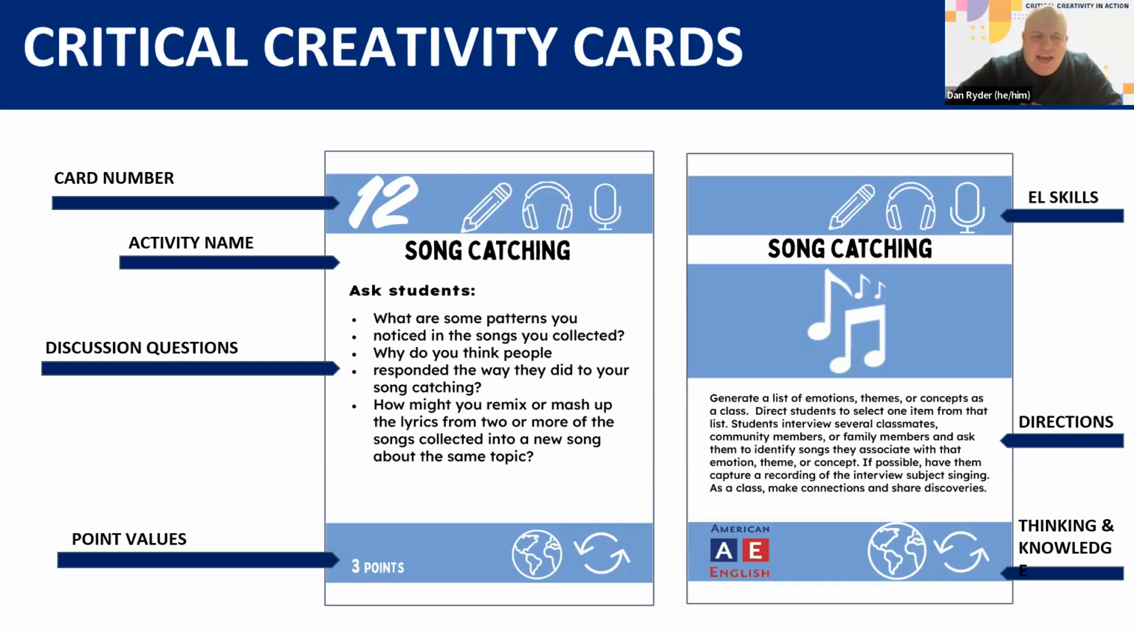Then you'll find the activity name. Then you'll find some discussion questions for after the activity. And then you'll also find point values that help you understand about how long it takes to complete an activity. So there are point values of 1, 2, and 3, and 1-point activities are very quick, and 3-point activities are more like an entire class period. Then you also have EL skills. We have icons for each of the English language skills. In this example, you're seeing the pencil for writing, the headphones for listening, and the microphone for speaking.